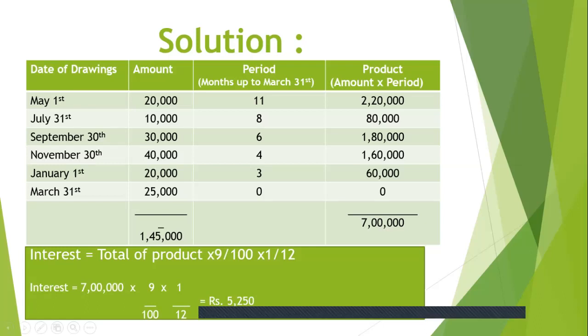Now from 31st July. 31st July is the end of the month, so we will not count 31st July because it is the last day. We start counting from August: August, September, October, November, December, January, February, March. This comes to 8 months, right? Now September 30th. September 30th is the last day, so we will not count September. We will take from October: October, November, December, January, February, March, 6 months. So here we will write 6 months.